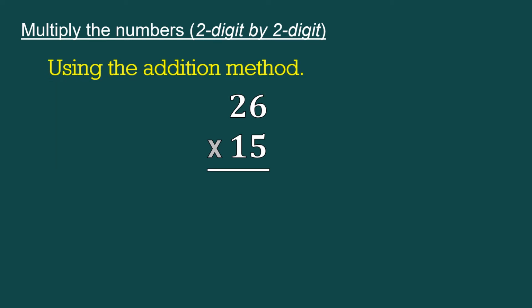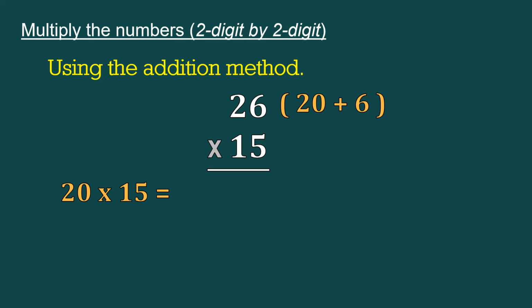Multiply the numbers 2-digit by 2-digit. Let's solve 26 times 15 using the addition method. We get the expanded form of any of the 2-digit factors. In this example, I have chosen to get the expanded form of 26 because I find it easy to multiply 15 with any number. So, the expanded form of 26 is 20 plus 6.